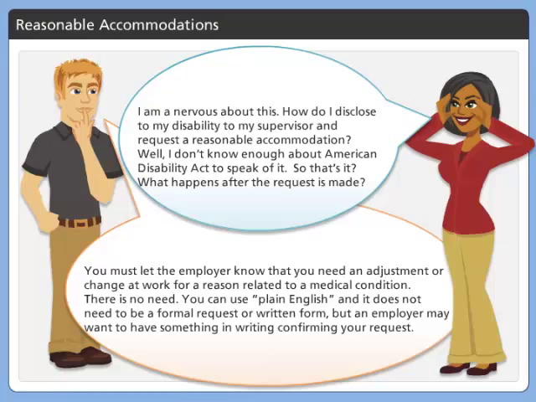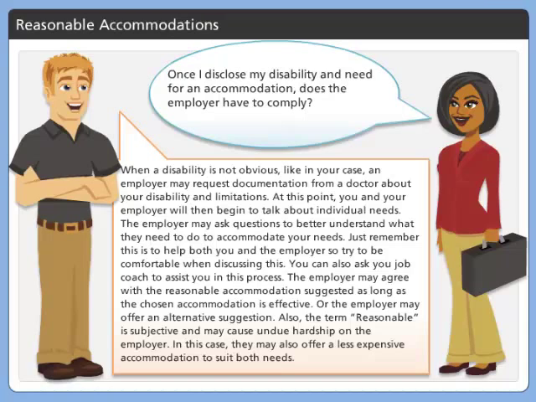So that's it? What happens after the request is made? When a disability is not obvious, like in your case, an employer may request documentation from a doctor about your disability and limitations. At this point, you and your employer will then begin to talk about individual needs. The employer may ask questions to better understand what they need to do to accommodate your needs. Just remember, this is to help both you and the employer to try to be comfortable when discussing this. You can also ask your job coach to assist you in this process.